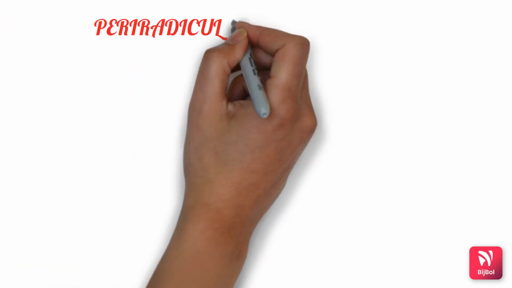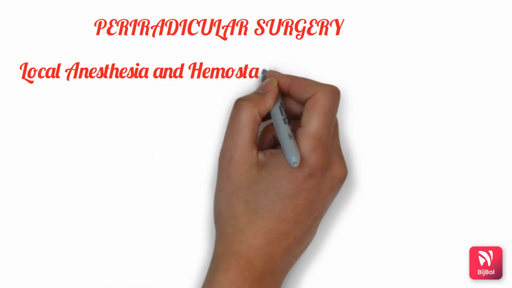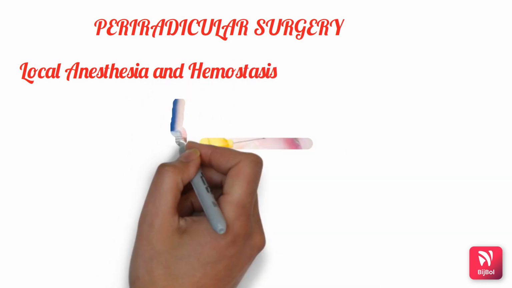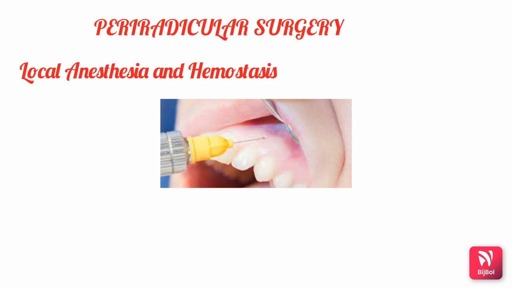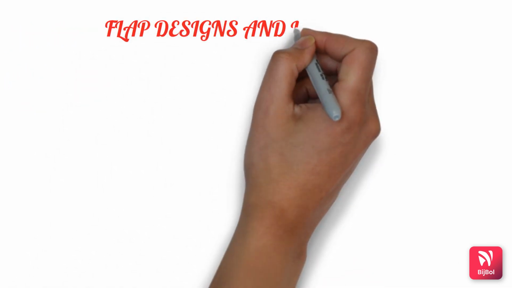In periradicular surgery, first and foremost, local anesthesia and hemostasis have to be achieved. For that, lidocaine with adrenaline is the local anesthesia of choice to obtain profound anesthesia and optimal hemostasis. After this, we can go for the flap designs and the incisions.